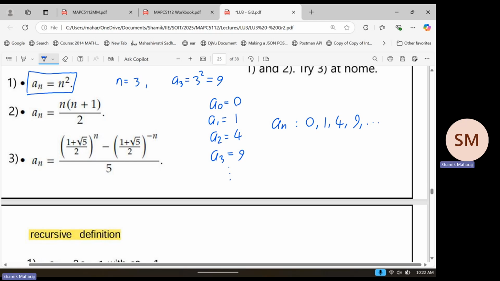Maybe I should write here in case I'm losing anybody. This corresponds to n equals 0, n equals 1, n equals 2, n equals 3. Those are the values I plugged into the formula to get the corresponding numbers. Okay, am I losing anybody here?